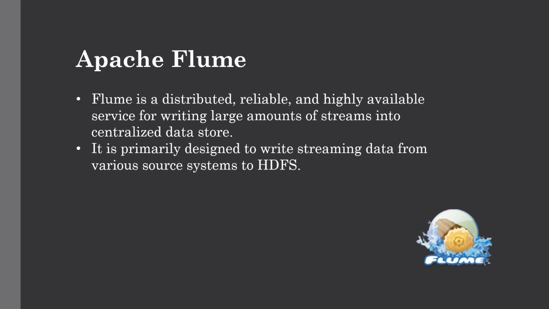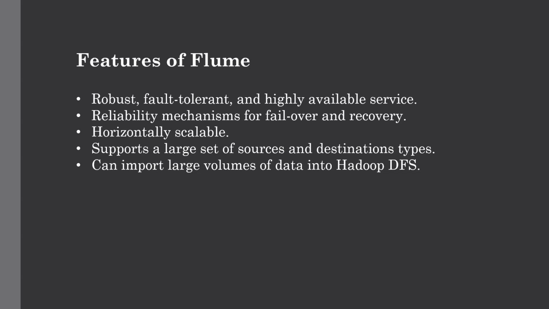So let's discuss some of the features of Apache Flume. The first one is very important: it's a very robust, fault tolerant and highly available service. So it makes it a good choice if you're dealing with critical financial data or any other mission critical data where you need high availability of your data to be able to process it and provide the solution in real time. The next one is that it's very reliable and has a mechanism for failover and recovery.